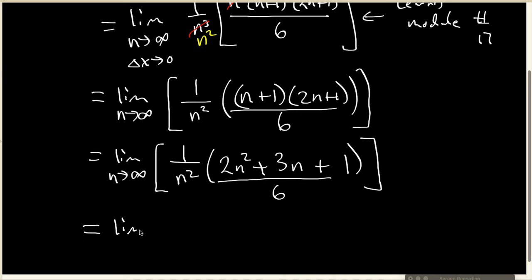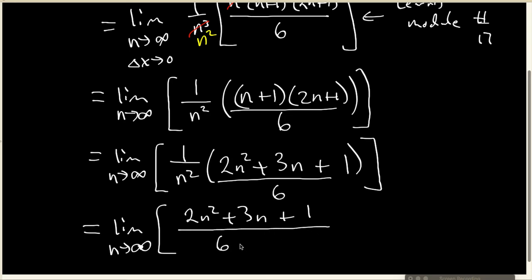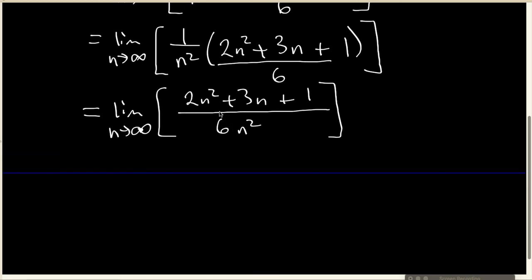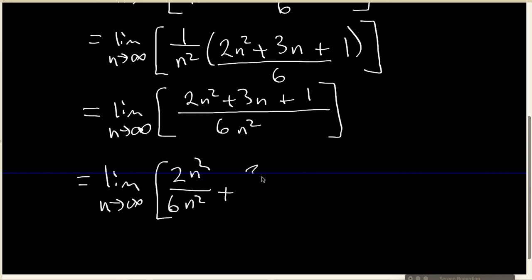So we're now looking at the limit as n gets big of, I'm going to rewrite this one more time before breaking it apart. I've got 2n squared plus 3n plus 1, and the bottom is now 6n squared. Now, to evaluate this kind of a limit, it is enough to think about breaking the fraction up at these two plus signs. So we are now looking at the limit as n gets big of 2n squared over 6n squared plus 3n over 6n squared plus 1 over 6n squared.